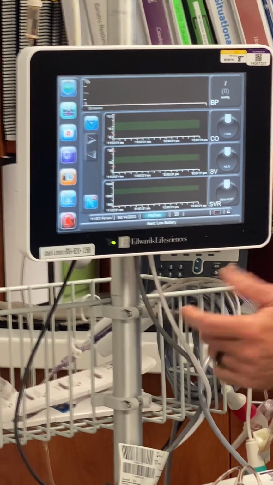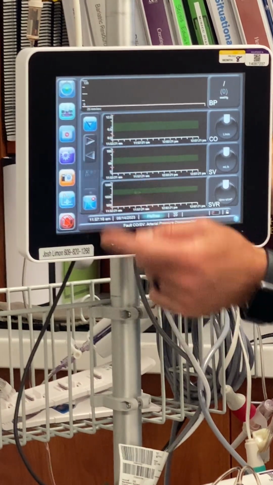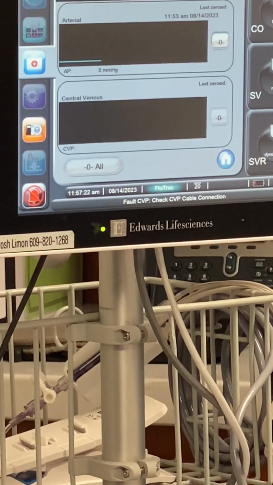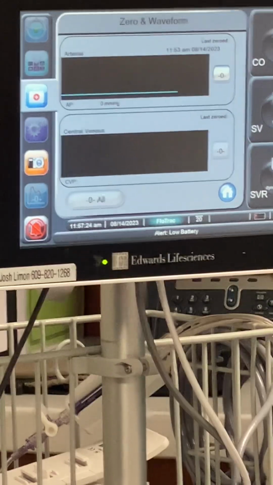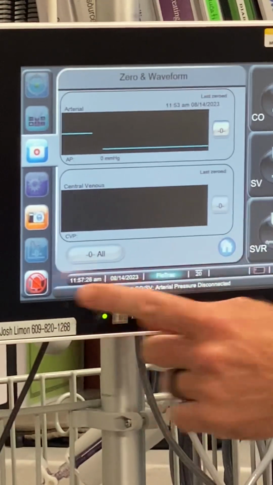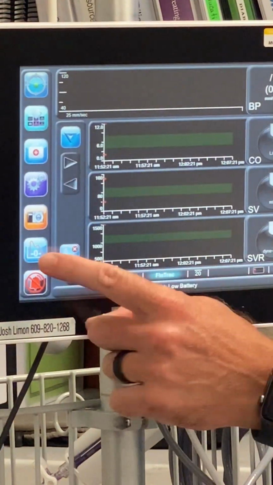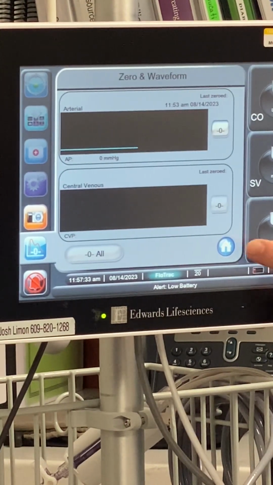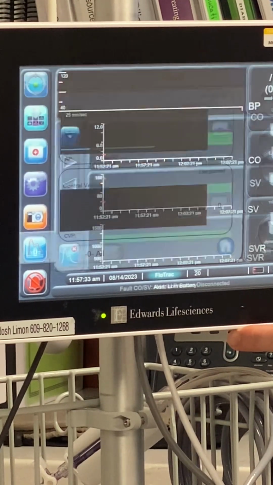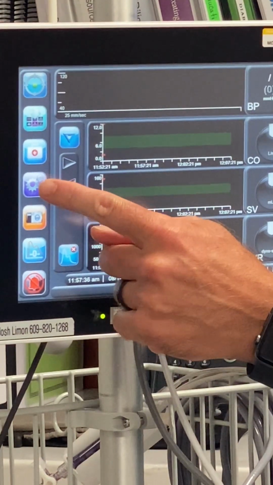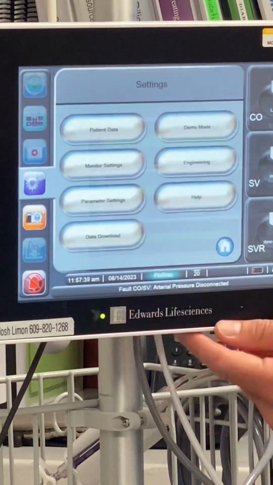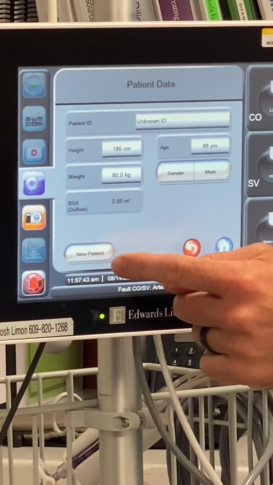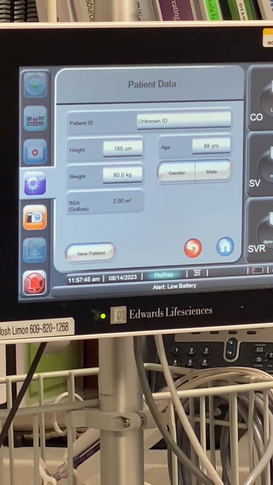The other helpful icons we talked about: you can go to your nursing bag and you have your zero and waveform here. I'm assuming you zero your lines maybe once or twice a shift, right? There's also a shortcut down here, zero waveform. You can just press it and it's right back. The other icon we talked about was the settings. You just go to settings, patient data. You can change that, but if you have a new patient, you always want to select new patient.